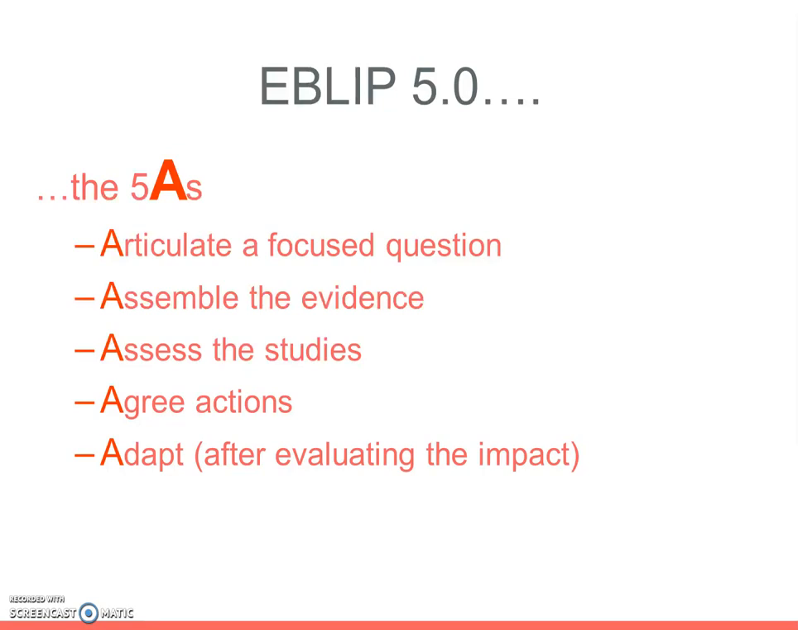Secondly, we assemble the evidence from multiple sources, both local and international. We then assess the studies. This may be formally through critical appraisal, or may be more informally in a process of weighing up the value of different items of evidence. We take what we found back to our team and we agree a course of actions. And then, in a process very similar to action learning, we adapt the actions we originally planned according to the feedback that we've got. So we may slightly modify the intervention, we may add something to the intervention to increase its impact.